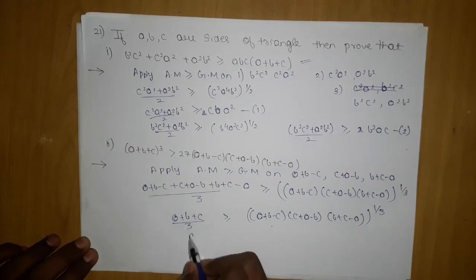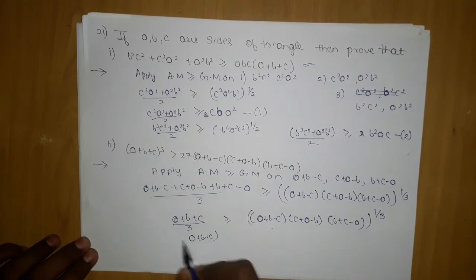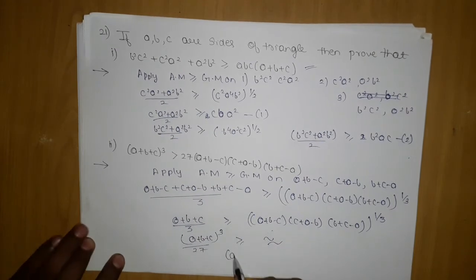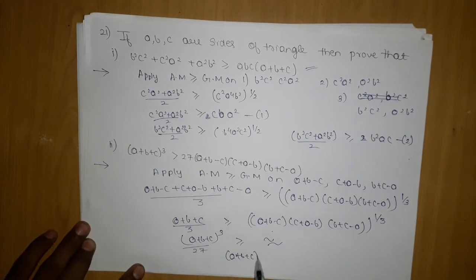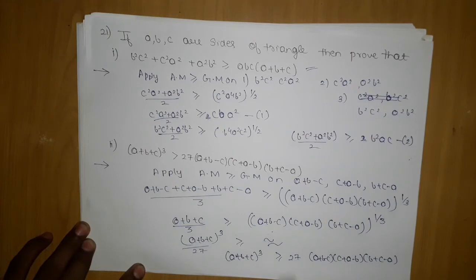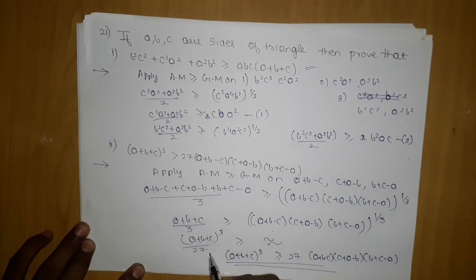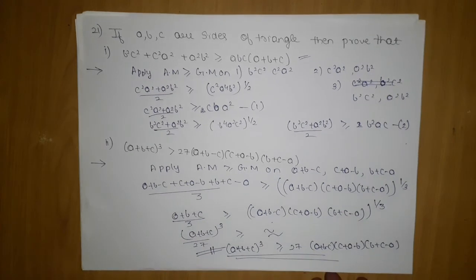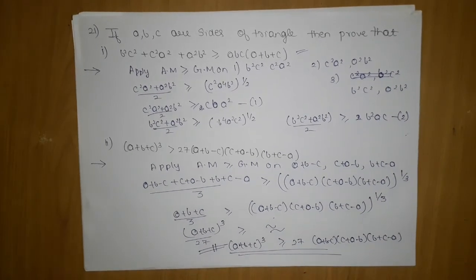We will move the 1 by 3 here, which will give me a plus b plus c the power 3 upon 27. Finally, we have proved what we wanted: a plus b plus c the whole power 3 is greater than or equal to 27 into a plus b minus c, c plus a minus b, and b plus c minus a. So we have proved this. Hope you have understood each and every step.